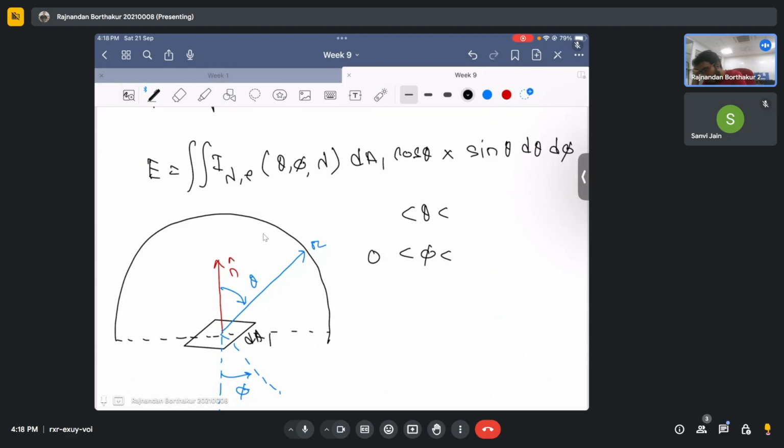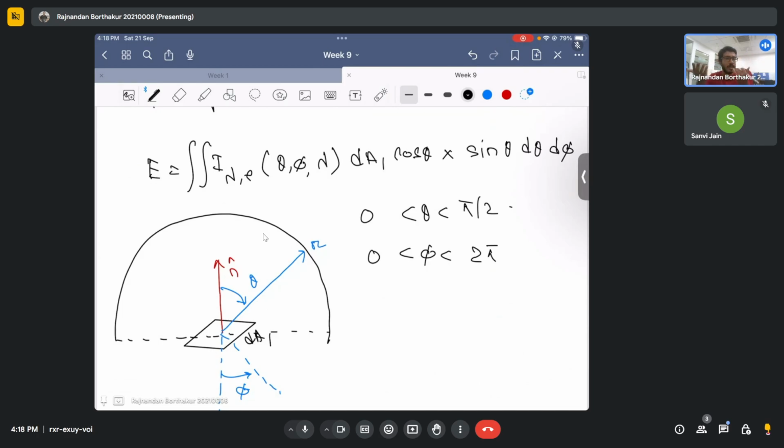So it's going to be 0 to 2 pi for the azimuthal angle, that is phi, and 0 to pi by 2 for the zenith angle. In that way only you can generate a hemisphere. You can speak of it as the generating angles for a hemisphere: if you want to generate a hemisphere, your zenith angle should vary from 0 to pi by 2, and your azimuthal angle should vary from 0 to 2 pi.